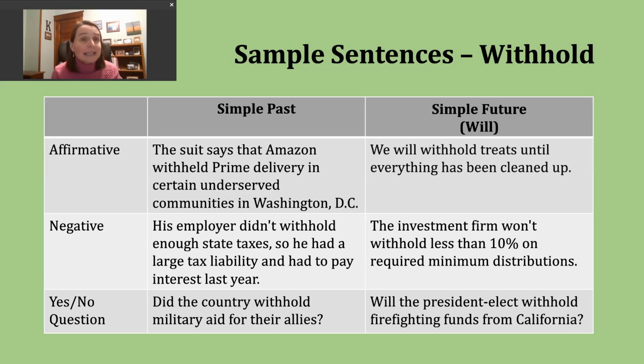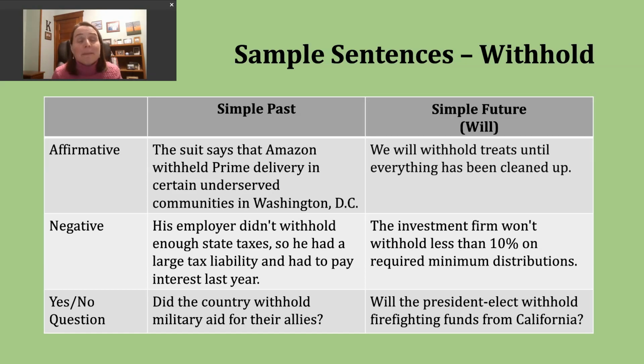If you want to make a negative sentence in the simple future with will, start with your subject, use will not, and then the base verb. Here's another example. The investment firm won't withhold less than 10% on required minimum distributions. Again, this goes back to that third definition. It's really about sending tax payments directly to the government.